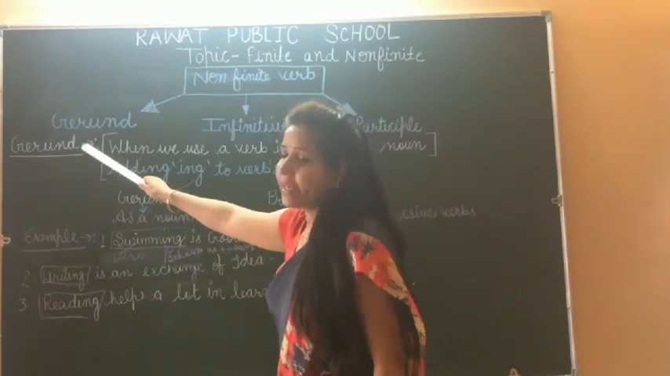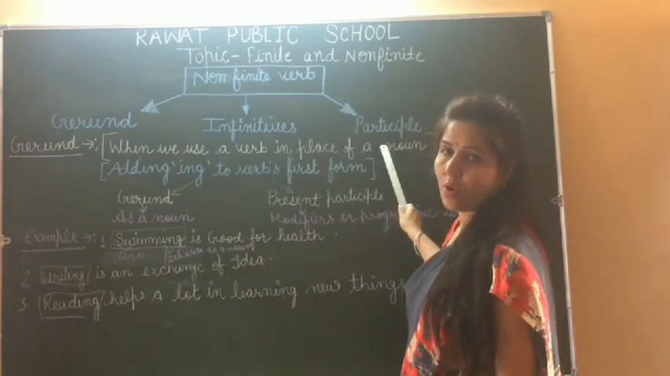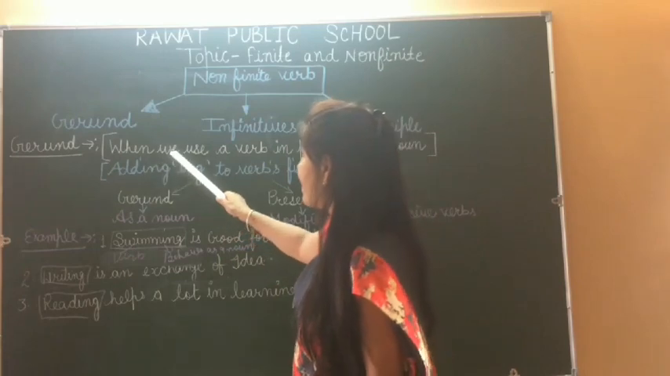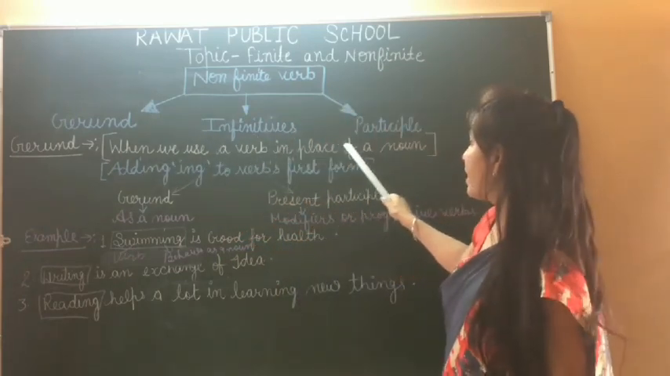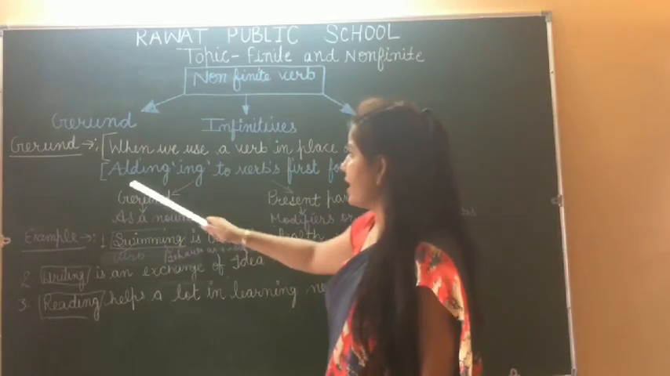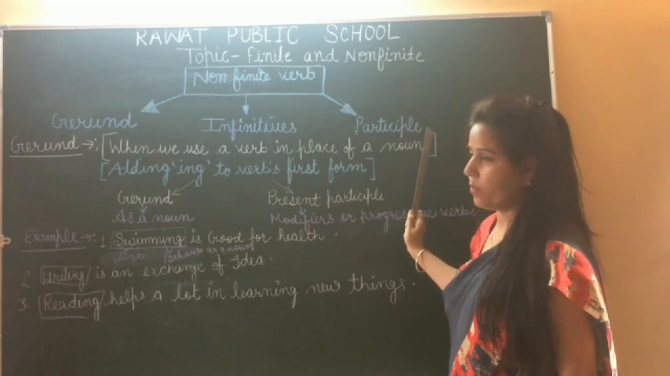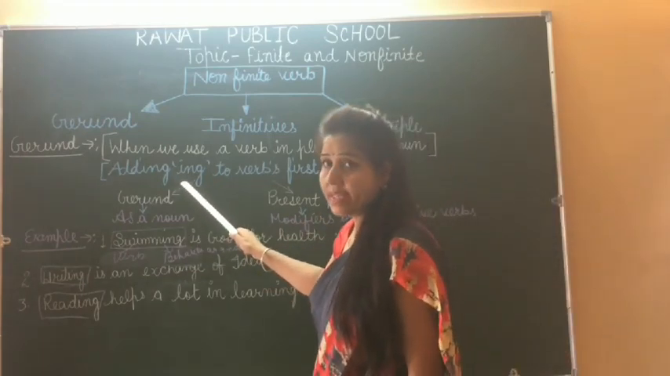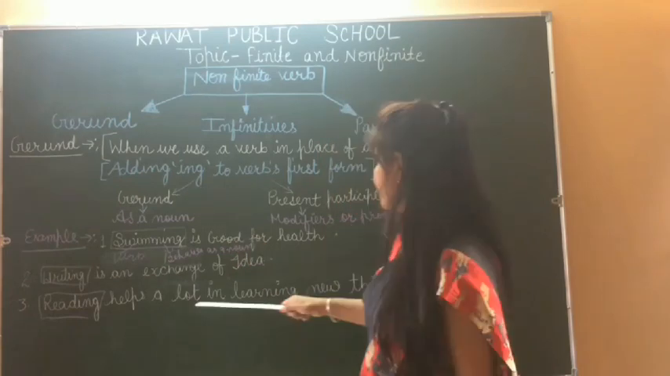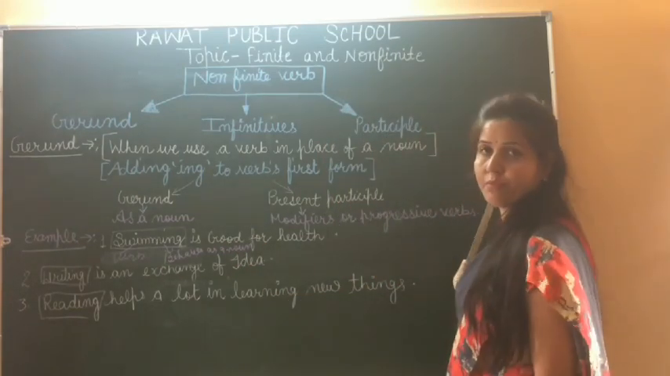What is a gerund? When we use a verb in place of a noun, it is called a gerund. A gerund is formed by adding ing to the verb's first form. A gerund acts as a noun in a sentence, unlike the present participle, which works as a modifier or in progressive verbs.